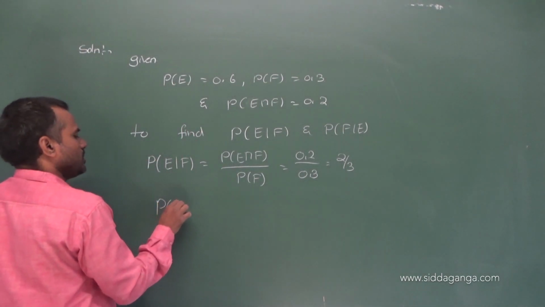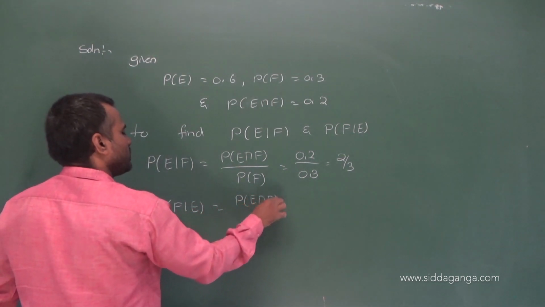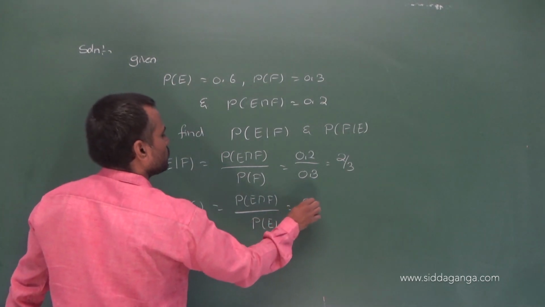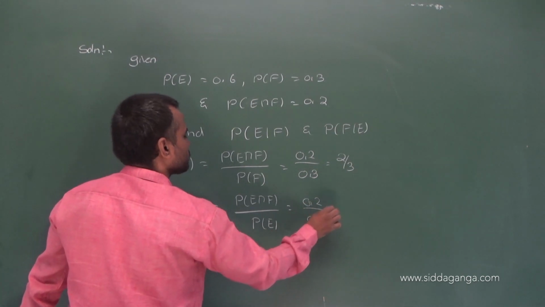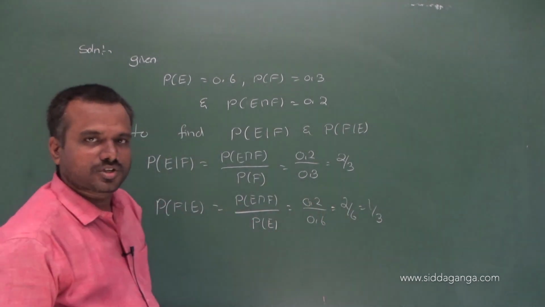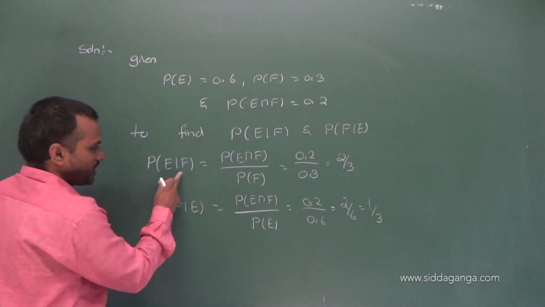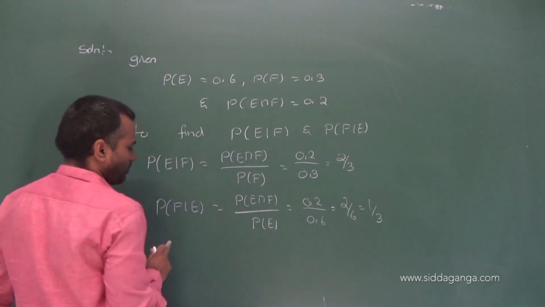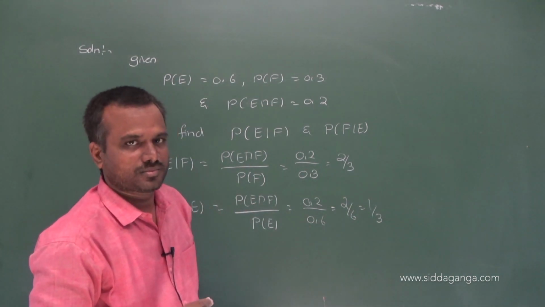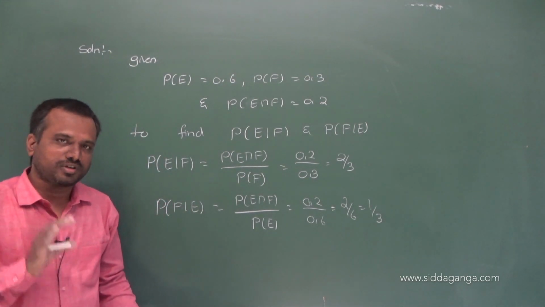Next, P of F given E is P of E intersection F divided by P of E, which is 0.2 divided by 0.6, that is 2 by 6, which is 1 by 3. According to the definition, P of E given F is P of E intersection F divided by P of F, and P of F given E is P of E intersection F divided by P of E. Got my point? Observe the problem. This is the first problem. Observe very carefully. Next problem.